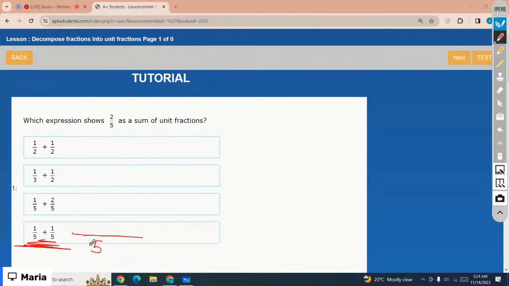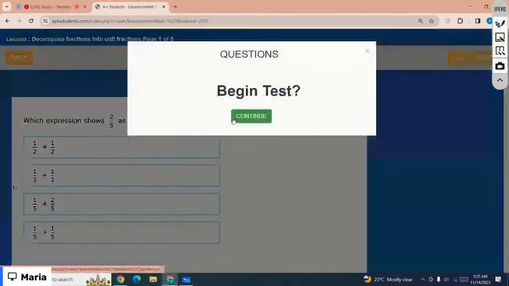When the denominators are the same, you simply add their numerators, and 1 plus 1 makes 2, so that would be 2 over 5. Got it? Basically, the denominators must be the same, and the numerators are 1. When you add them, it would be 1 plus 1 over 5, right? Let's just start with the test questions.